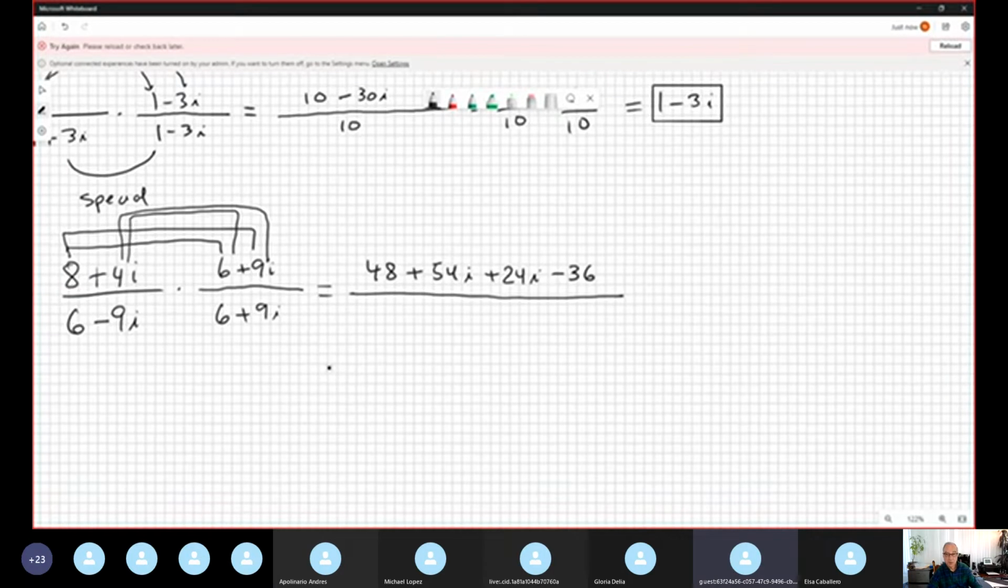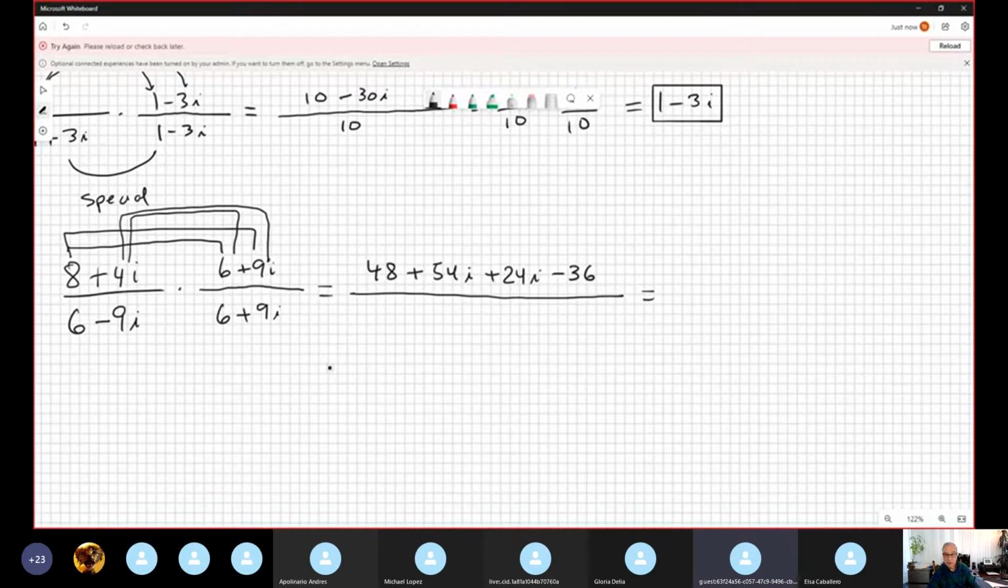Okay, we continue to manipulate the top part and you combine real: 48 minus 36 is 12, positive 12. And imaginary together is 72 plus 24 is 96. Okay, I did the top part.